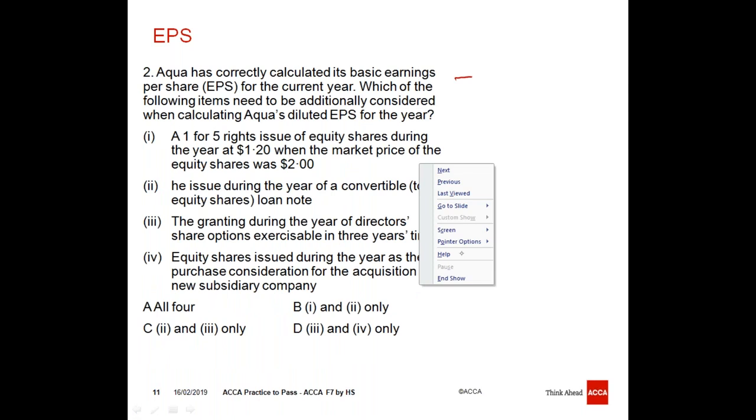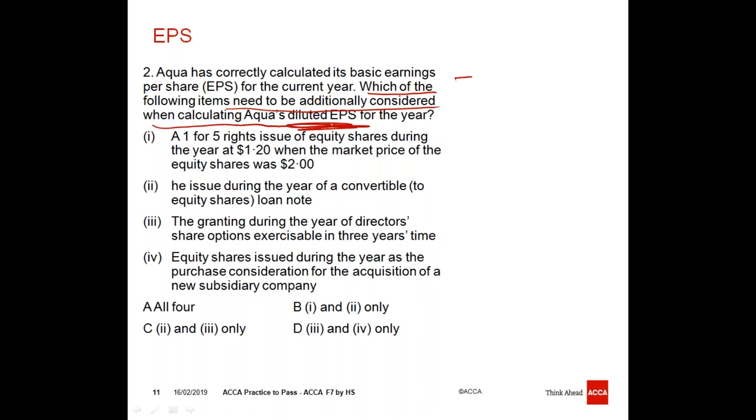You can see here that the question says which of the following items needs to be additionally considered when calculating diluted EPS. Your brain should stop here. So students who are giving option B or all four or D should reconsider, or B or A should reconsider their options.